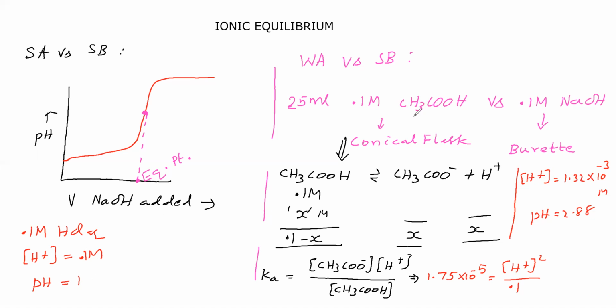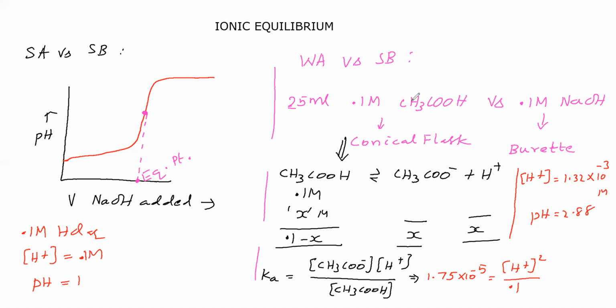Now here you see that the acetic acid solution we have taken is 0.1 molar. In the HCl case, it is 0.1 molar, and acetic acid is 0.1 molar; both have the same concentration. Here the concentration of H plus is 0.1 molar.